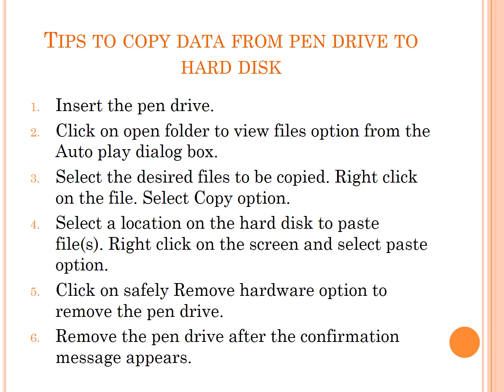Tips to copy data from a pen drive to the hard disk. The steps are: insert the pen drive, click on the Open folder to view files option from the AutoPlay dialog box, select the desired file to be copied, right click on the file, select the Copy option, select a location on the hard disk to paste the file, right click on the screen and select the Paste option.